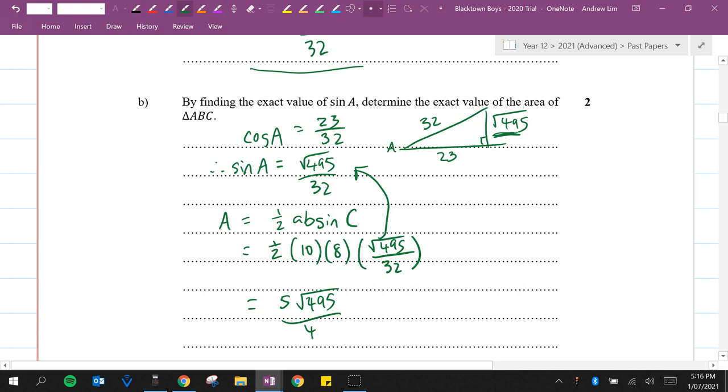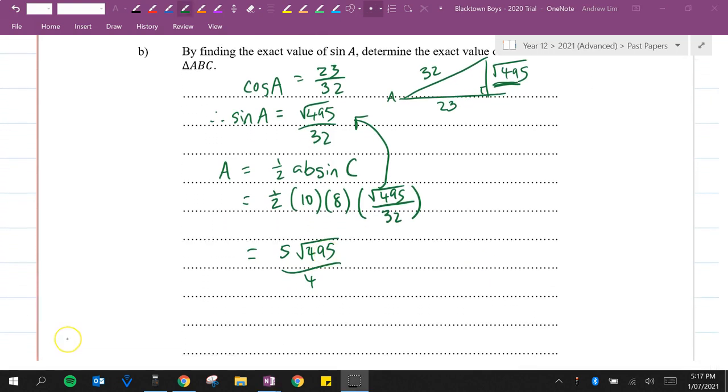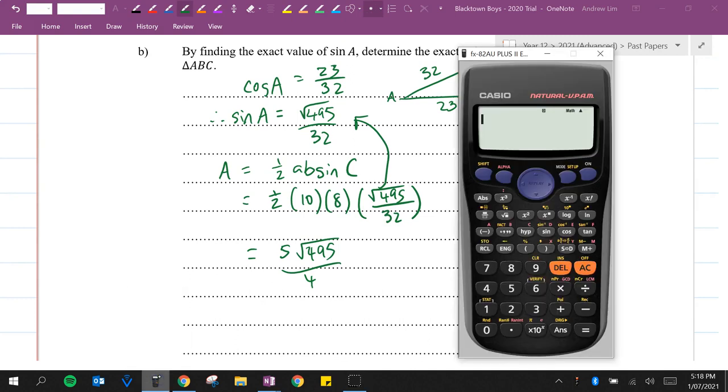Let's see if we can simplify this. So to simplify root 495, we need to see if there's a square number that is a factor of 495. So I might say 495 divided by 25. That doesn't give me a whole number, so I can't use 25. Let's just go smaller. I doubt it's divisible by 16. Let's go 9. Oh, yep, I get a whole number with that.